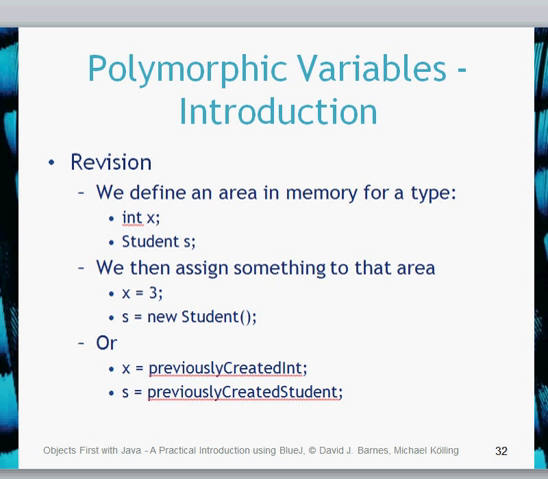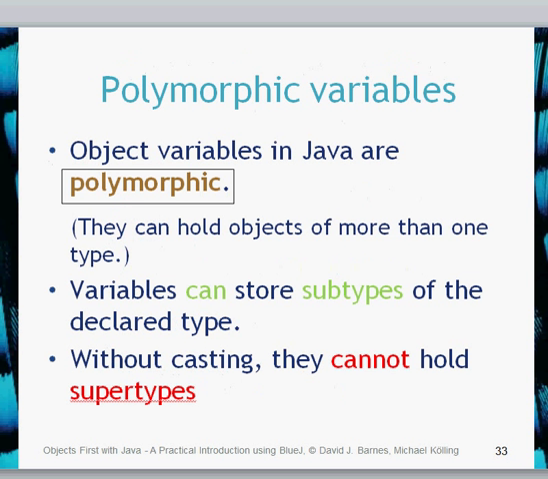As you know, we define an area in memory for a type, so we could have a type of int or a type of student called x and s respectively. We can then assign something to that area. So in the area for x, which has been already defined as an int, we can give it the value of 3, and similarly for a student. The other thing we can do is also assign them on previously created variables. So for example, if we've got int x, then we can make x equal y, or if we've got student s, then we can make student s equal student s1. So that's just revision, just to try and place where we're going to go with this.